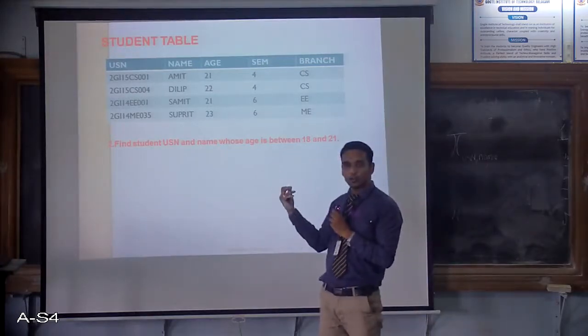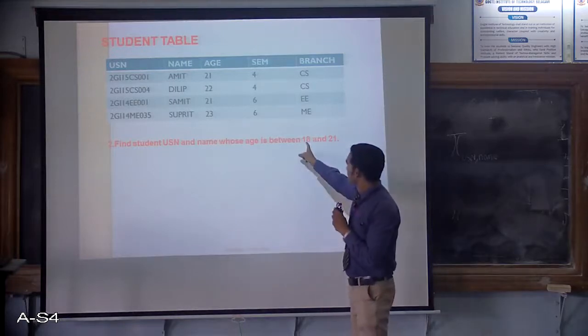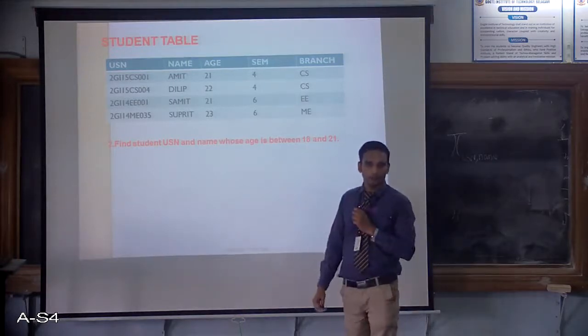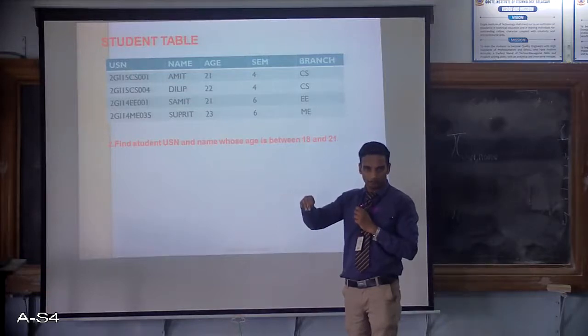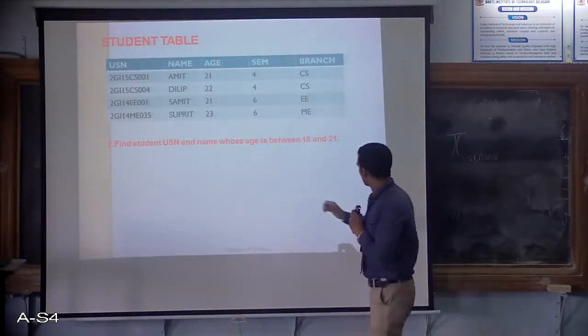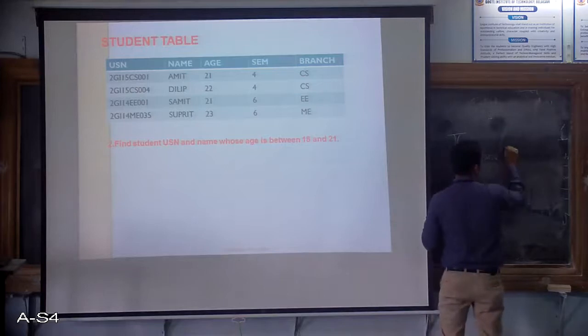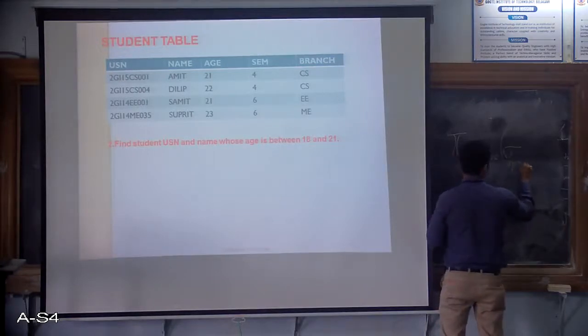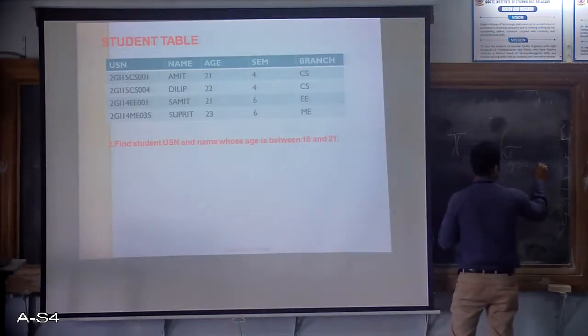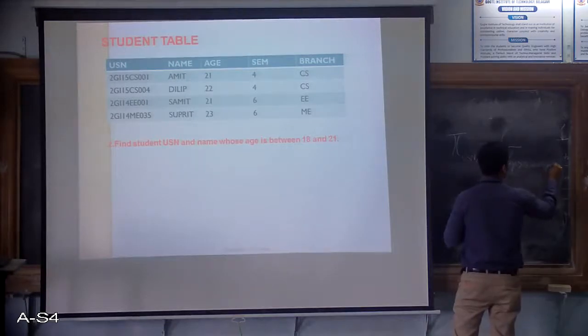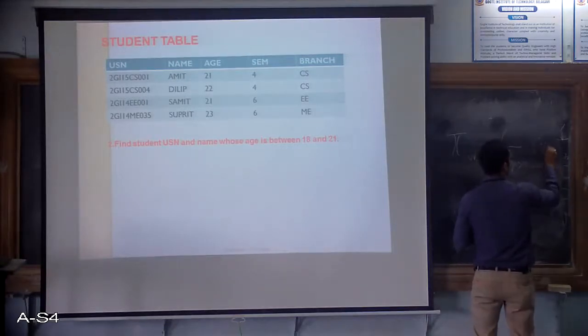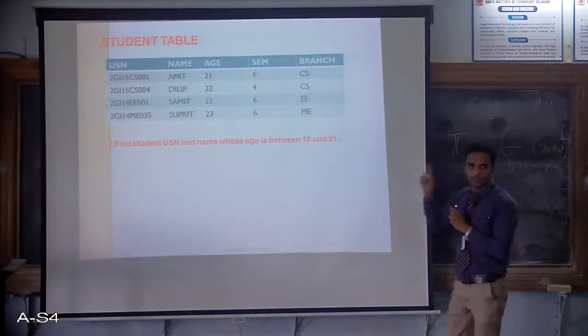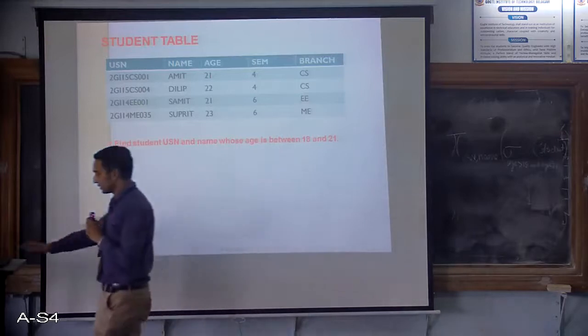Now what I want? Those rows whose age is between 18 and 21. That means I should go to the row level now. Columns I have done. So from those, how it works? Project where age is greater than 18 and age less than 21, in that relation student. See, in a single line. This also I guess I have written here.